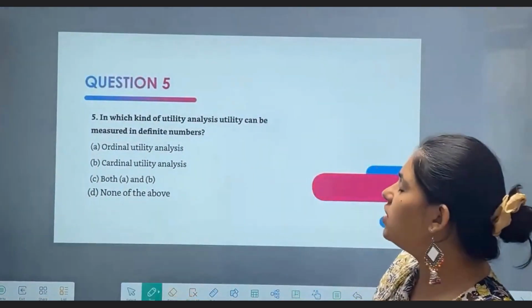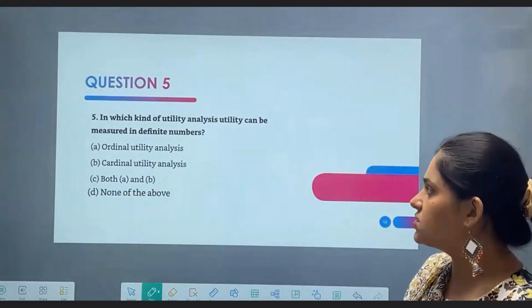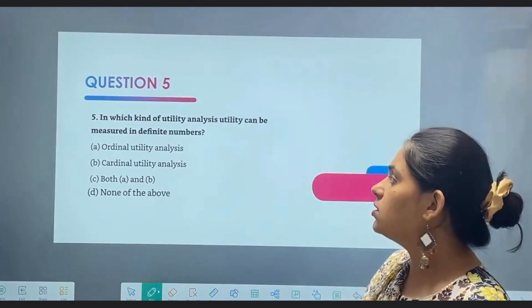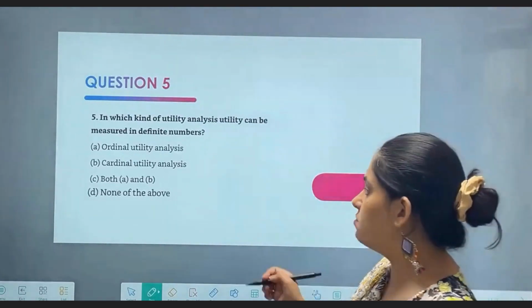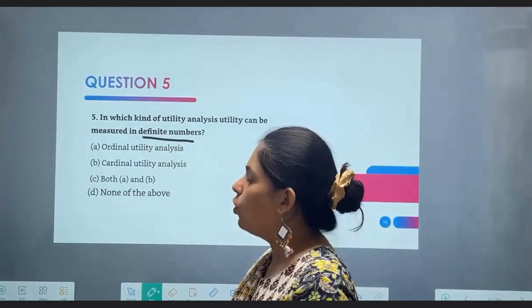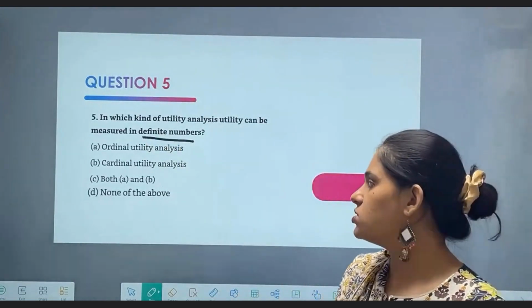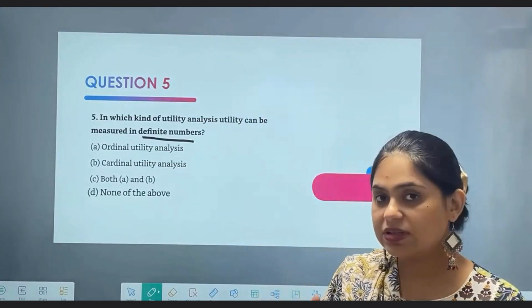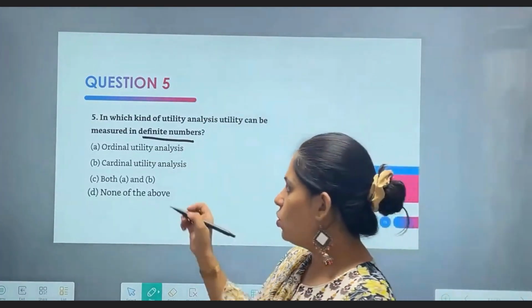Okay. So let us take the next question. It says, in which kind of utility analysis can utility be measured in definite numbers, which means I can measure it in terms of number. Ordinal concept, cardinal concept, both, none of these. Remember the meaning of each term.